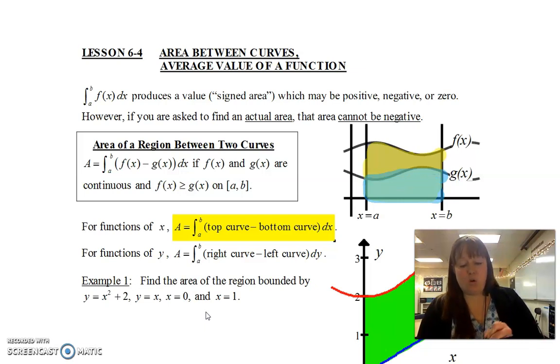Well, if you know the big area, and you know this part of the area, don't you think that if you take the whole and you subtract a part, you get the other part, right? If I take the entire thing and I subtract one part of it, I get the other part, which makes sense, right? So when I'm trying to find the area in between two curves, basically what I do, especially for functions of x, is I take the top curve minus the bottom curve, and I take the integral.